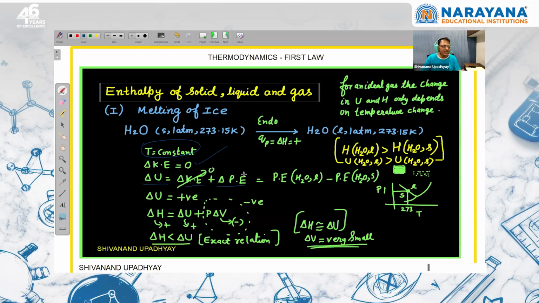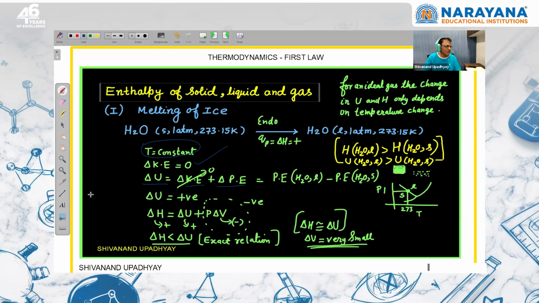And we know that the potential energy of H2O in the liquid state is more. We are talking with sign, so its magnitude is less but its sign is negative. So we are saying the potential energy of water in the liquid state at this condition will be greater than the potential energy of water in the solid state at these conditions, right? So delta U will be positive.